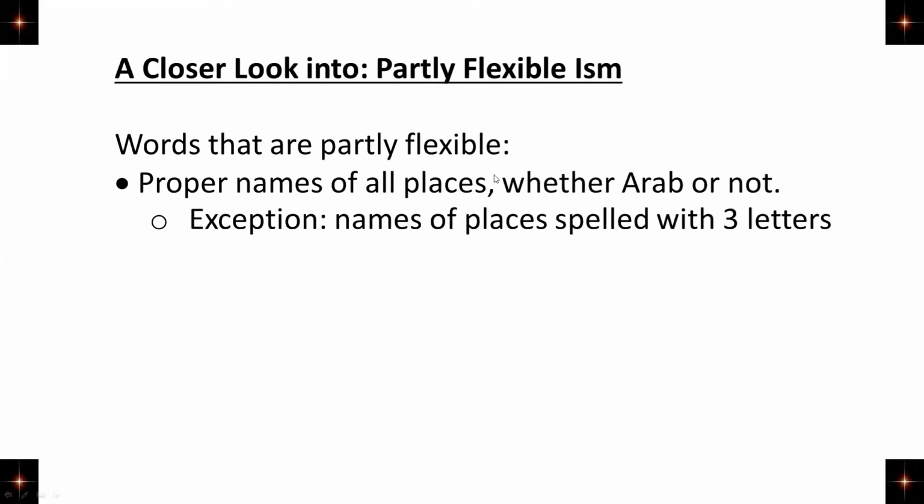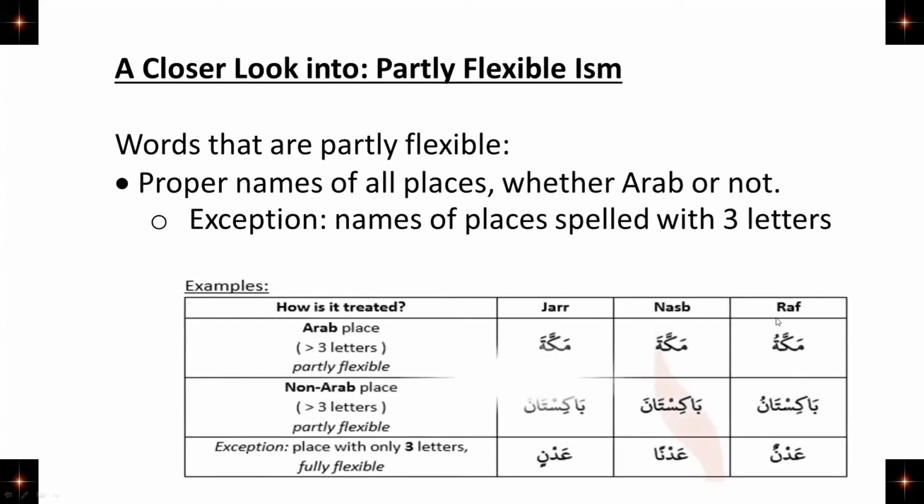Words that are partly flexible: proper names of all places. So a name of a place is partly flexible, whether Arab or non-Arab. The exception are names spelled with 3 letters, with the middle having sukun. For instance, Makkah: Makkatu is rafa status, Makkata nasb, Makkata jar. So instead of having the sign of jar, maybe a kisra, you can't see the kisra.